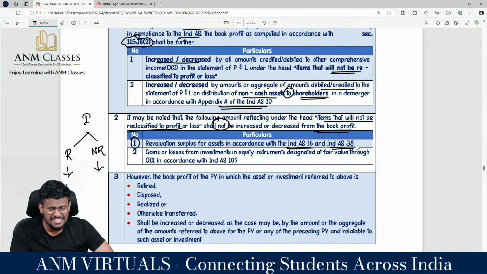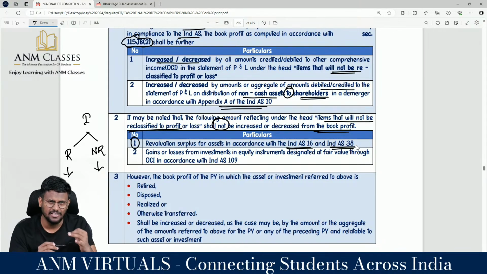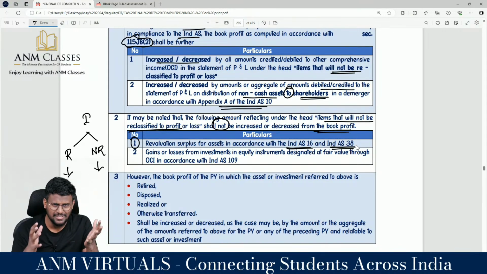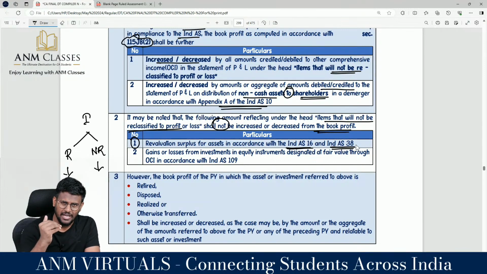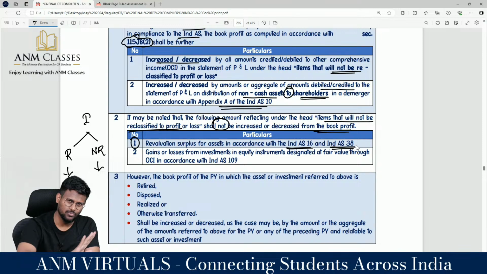As per Ind AS 16 or Ind AS 38, my dear lovable students, if you have a revaluation surplus on an asset, for example, 1 lakh rupees is the book value of the asset, and you have increased it to 3 lakh or 4 lakh, that means you have revalued. That revaluation surplus, you don't adjust now.